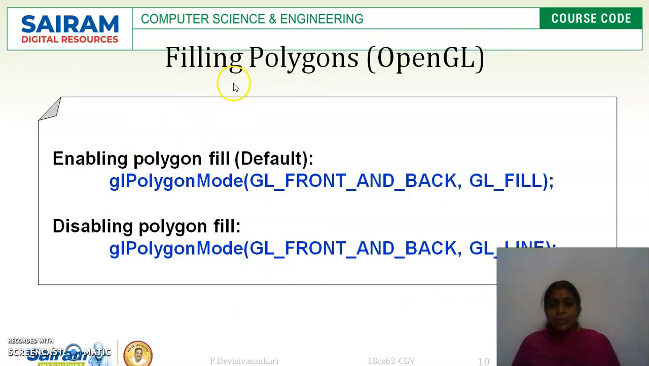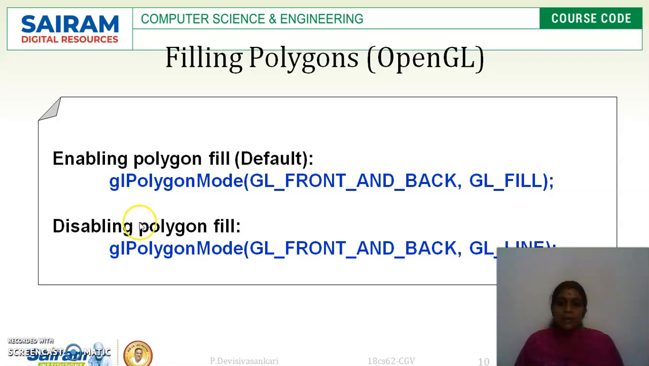To fill polygons in OpenGL, we have to enable and disable a few functions. Only then is it possible to use the colors and fill the colors inside the polygon. To enable polygon fill we use the function glPolygonMode with GL_FRONT_AND_BACK and GL_FILL. GL_FRONT_AND_BACK refers to the front layer and the in-depth layer. If you are using 3D objects, then we have to check the in-depth layer, inside the three-dimensional part.